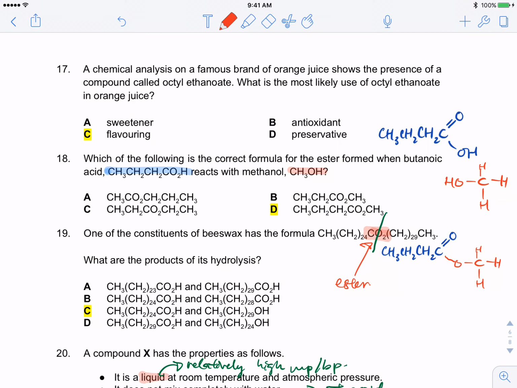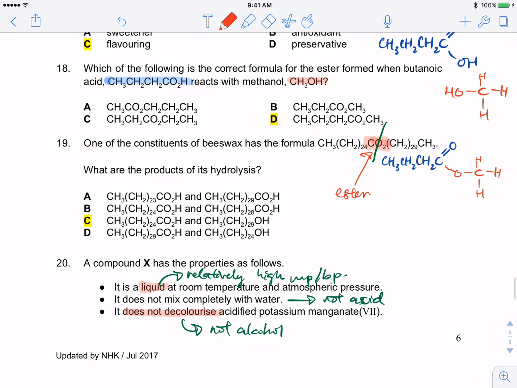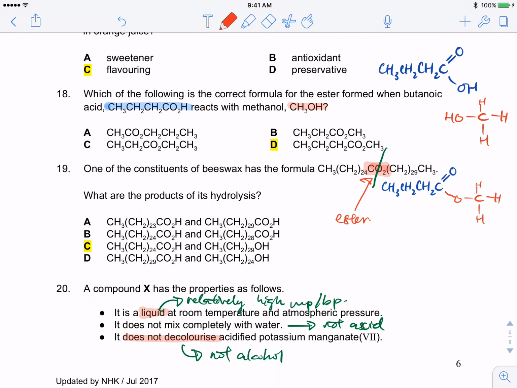Question 17. A chemical analysis was done on octyl ethanoate. What is most likely the use of octyl ethanoate? This is an ester, therefore it is for flavoring. Question 18. Which of the following is the correct formula for the ester formed when butanoic acid reacts with methanol? So again, given the structural formula, I draw out the structure so I can see the reaction better. There's butanoic acid here, and then there's methanol here. So we just draw what is the ester form. It will be this. Then you convert it into structural formula. We get D.